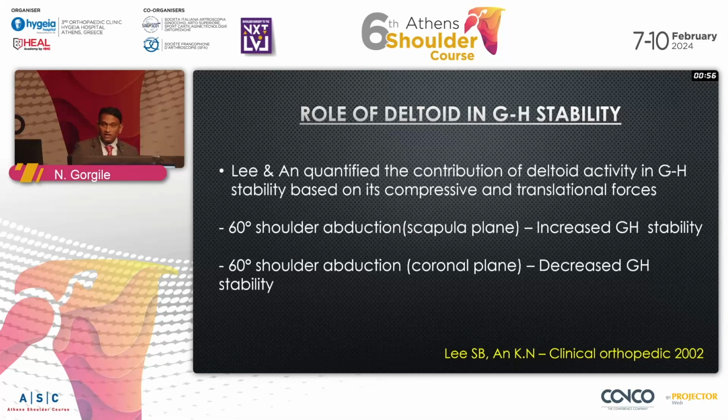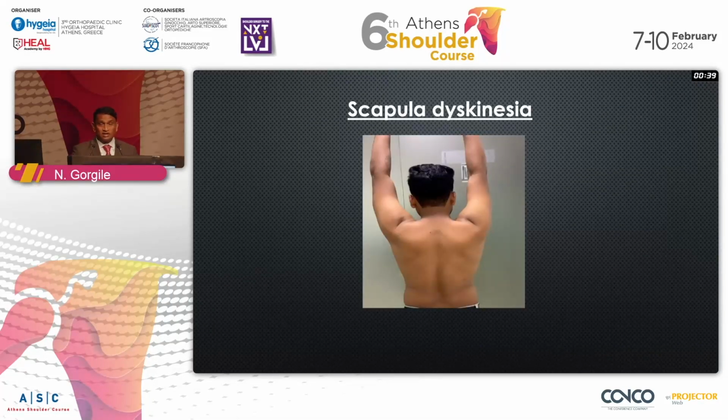And what they found is that if there is shoulder abduction in the scapular plane, the deltoid acts as a shoulder stabilizer. But if there is shoulder abduction in the coronal plane, it acts as a shoulder destabilizer. So this may have a role in the rehabilitation of such a group of patients.